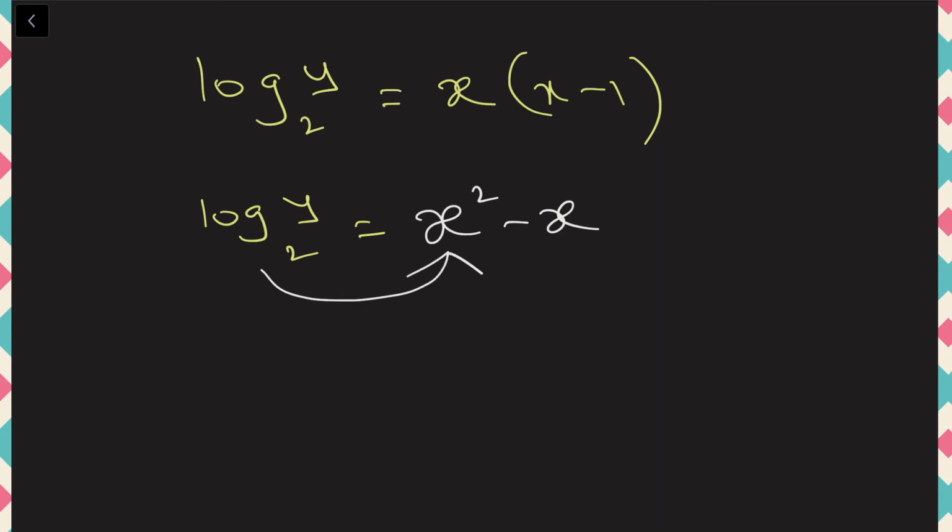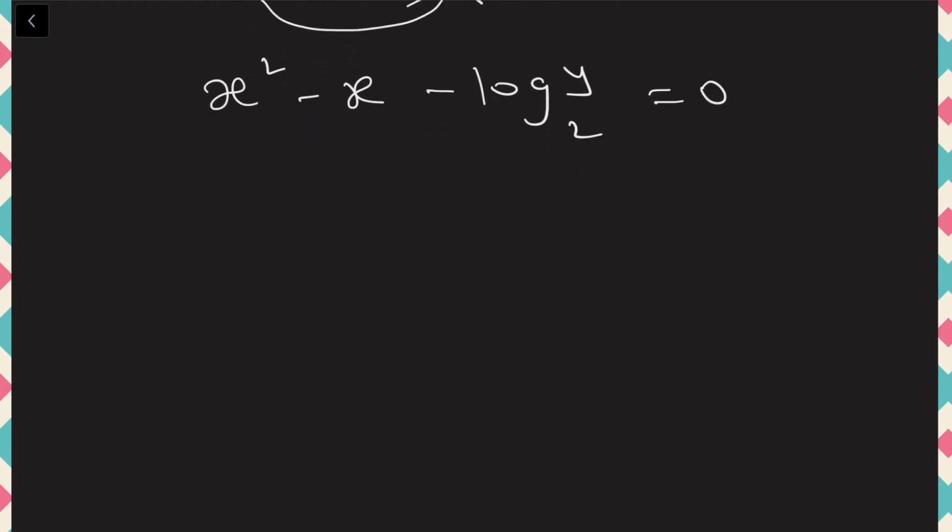Everything I will take to one side. x square as it is, minus x as it is, plus log y base 2, we are taking to the other side. Then it will become minus log y base 2, which is equal to 0. Now, if we observe this equation clearly, this is a quadratic equation.